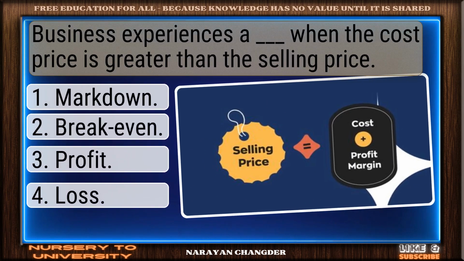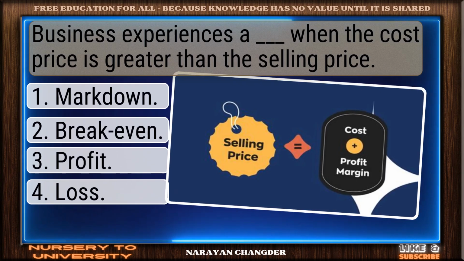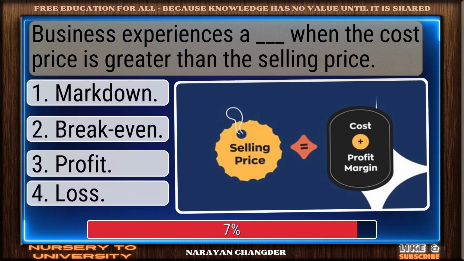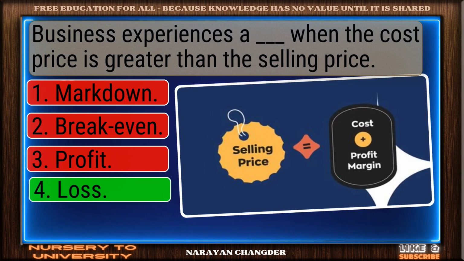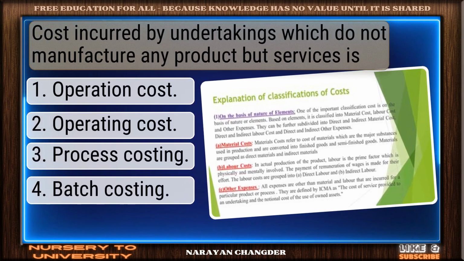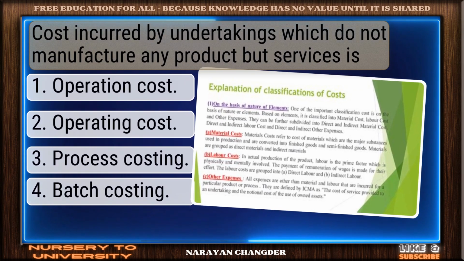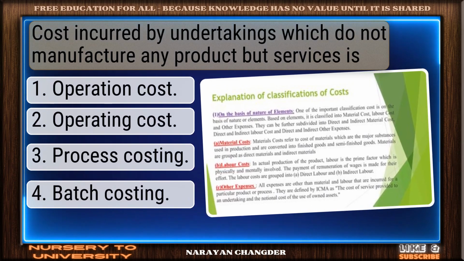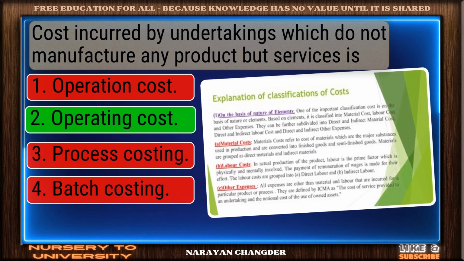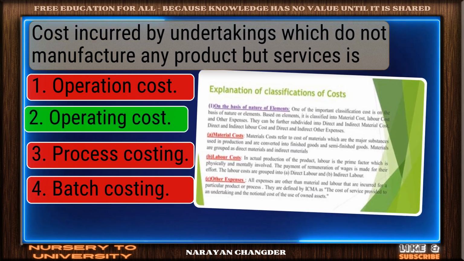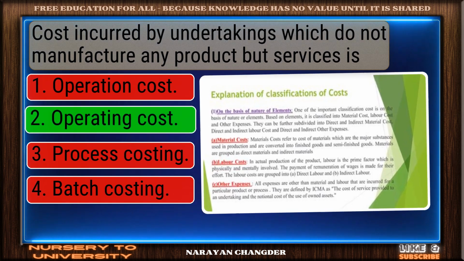Business experiences a dash when the cost price is greater than the selling price. Great thinking. Loss is right. Cost incurred by undertakings which do not manufacture any product but services is. Excellent. Operating cost is well reasoned.